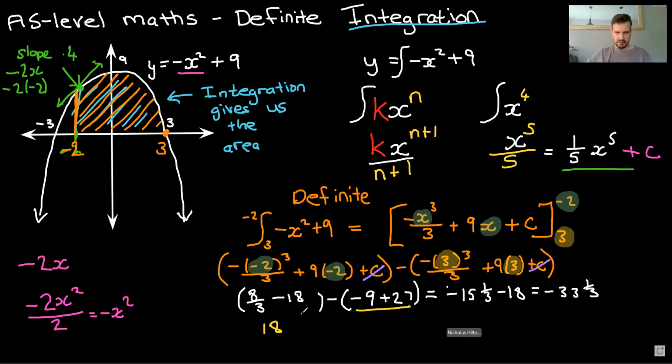In other words, if I switch these around and minus the one from the other one, and did it in a different order, I'd have -18 minus a minus 15 over 3, which would then be a plus 15 over 3, and I would get positive 33 1/3. Okay, so if I minus one from the other, I always get the same value in terms of absolute value. In other words, if I ignore the negative, the quantity itself is the same.